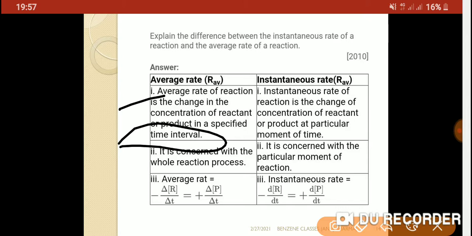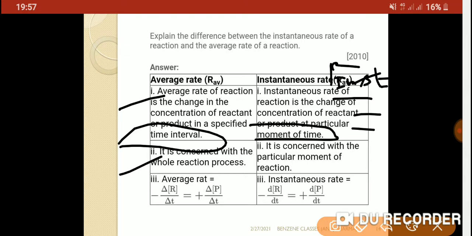But at an instant of time you can check the instantaneous rate. This is not an average rate, this is called instantaneous rate. The instantaneous rate of reaction is the change of concentration of the reactant or product at a particular moment of time. You can ask only at a particular moment of time. The second point is that the average rate is concerned with the whole reaction process. The instantaneous rate is concerned with the particular moment of the reaction.